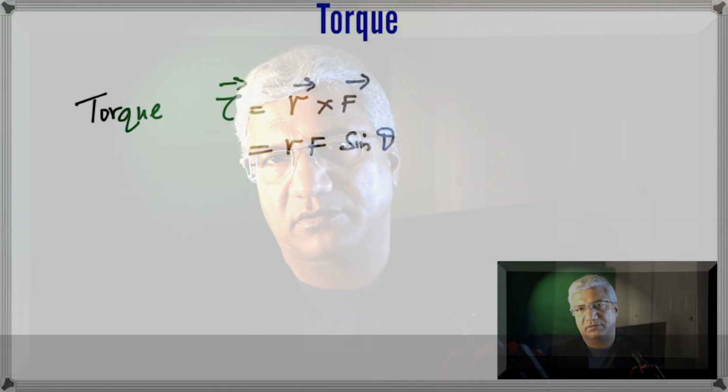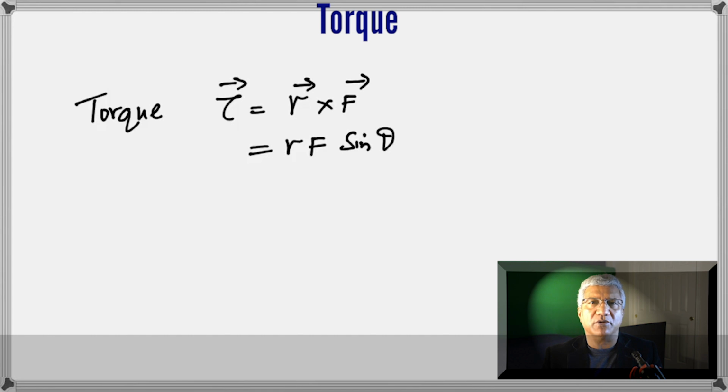Okay, so that brings us to torque. How do you calculate torque? Torque is the cross product of R and F, or it could be written as RF sine theta, where theta is the angle between the distance R and the force. So you get maximum torque if the angle is 90 degrees, because sine 90 becomes 1.